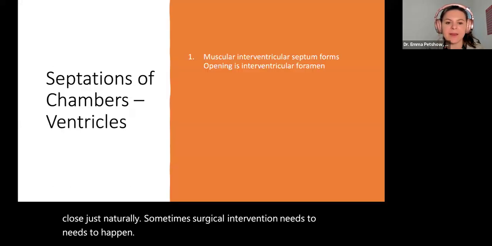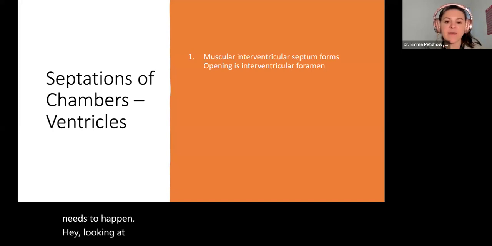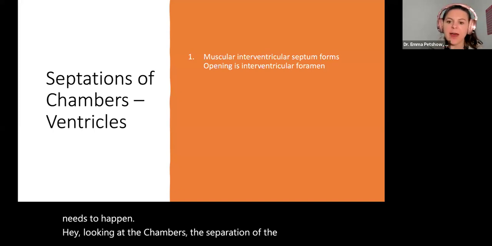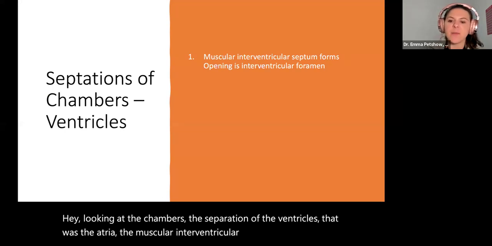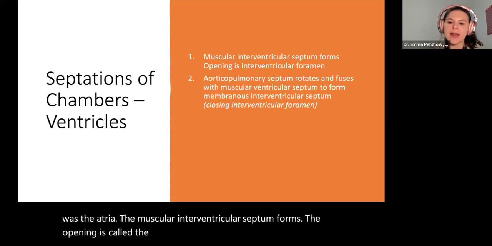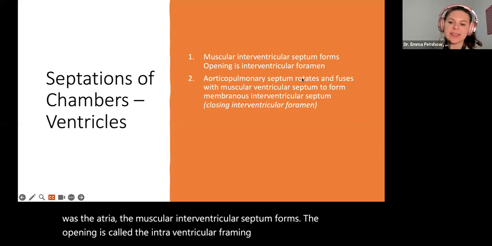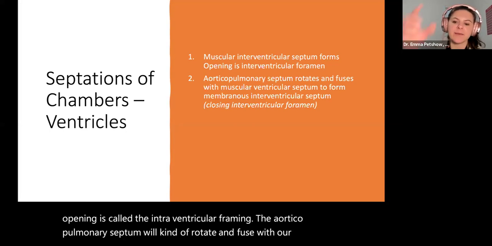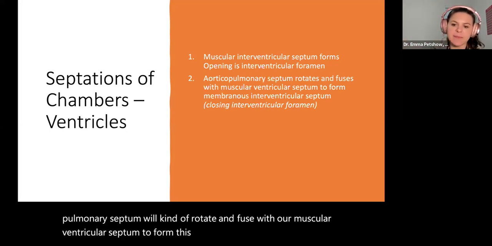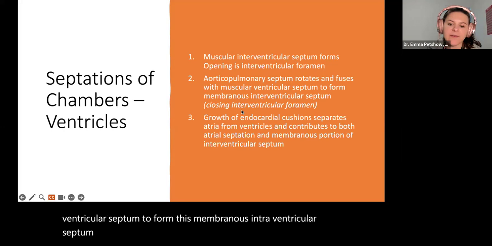Okay. Looking at the chambers, the separation of the ventricles, that was the atria. The muscular interventricular septum forms. The opening is called the interventricular foramen. The aortico-pulmonary septum will kind of rotate and fuse with our muscular ventricular septum to form this membranous interventricular septum, and it'll close off that foramen.